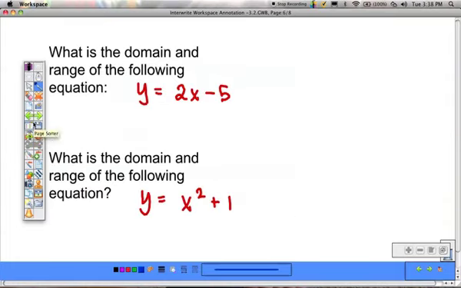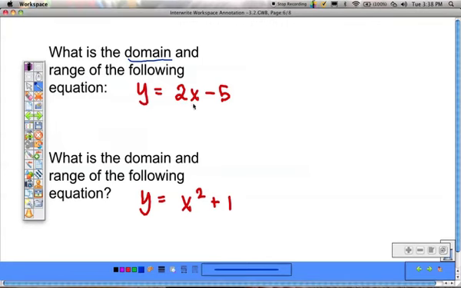Okay, now we have equations instead of graphs. So remember, domain is the x value. Okay, just think, are there any x values that you can't plug in here and get an answer? And there's not. So the domain is all real numbers. You can plug anything in for x. So we can say all real numbers.